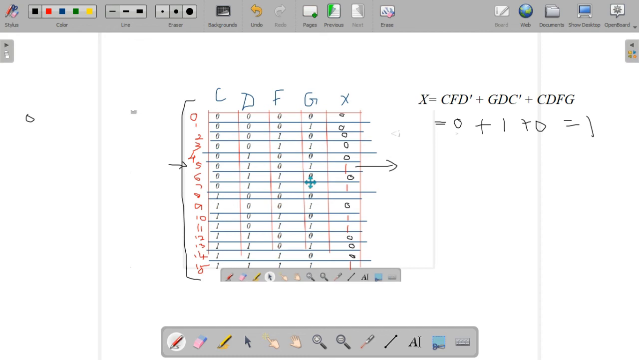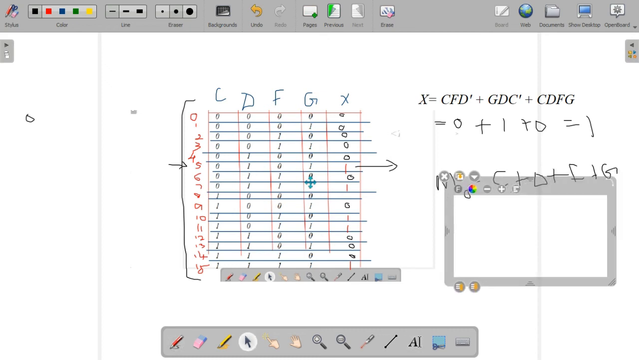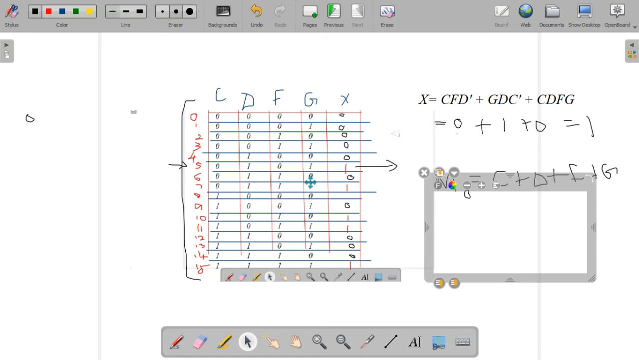So here so many max terms are there. First one you can start from, that's why I have given these decimal numbers also. So how will we write? First one is M0, written with a capital letter M. M0 equals C plus D plus F plus G, is it? Yes, by the same POS expression we have to write it like this. You can write it one by one.